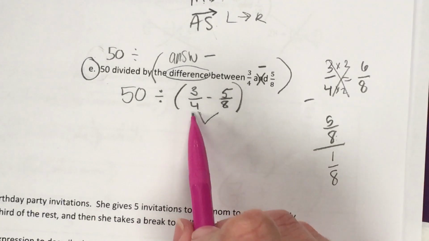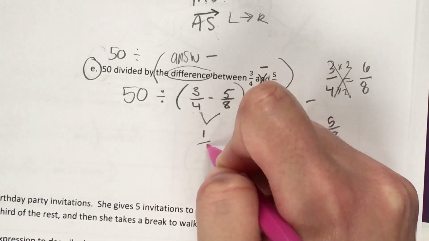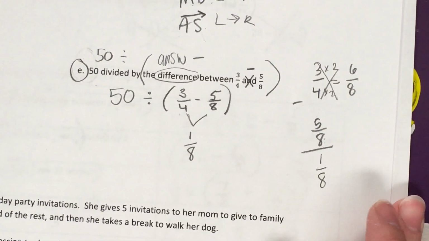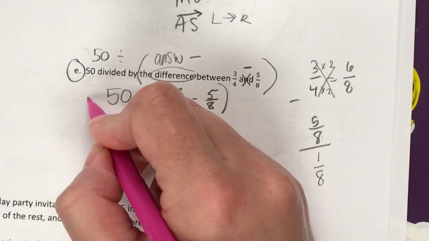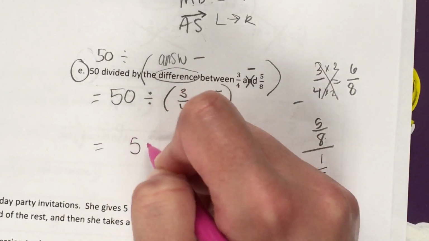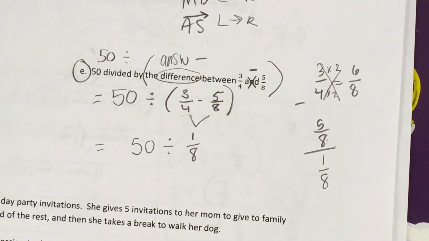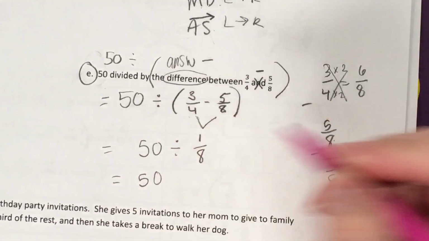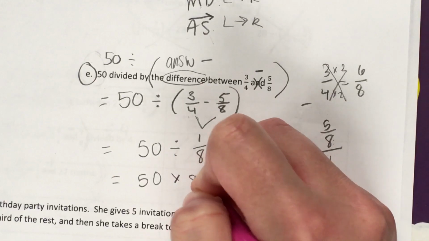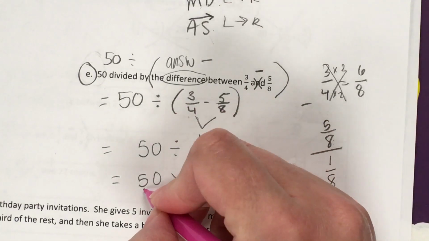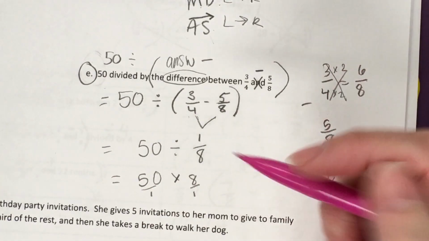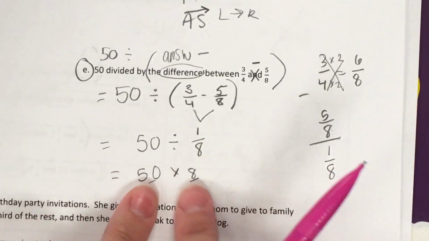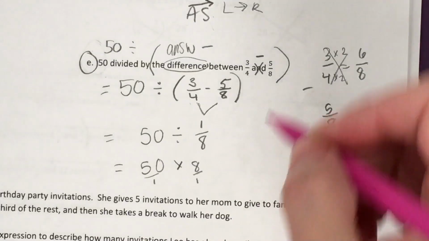So I know that this part here was equivalent to 1/8, and I showed that work over here. Now I can bring down my 50 divided by. So we have 50 divided by 1/8. We can flip that into 50 times 8 over 1. Now we know that whenever there's a 1 on the bottom, it's just equivalent to the whole number, which is 50 times 8.